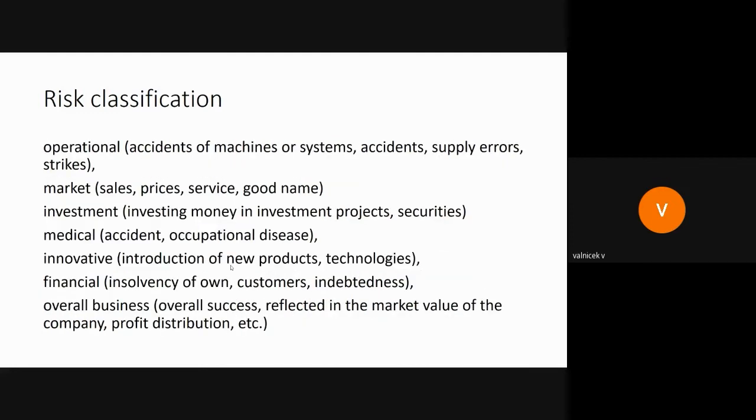Another classification is operational risks, which are accidents of machines or systems, supply errors, strikes, market risks, which cover sales, prices, services, good name, investment, investing money in investment projects, securities, medical risk, for example, accident, occupational diseases, innovation or innovative risks, introduction of new products, technologies, financial risk, insolvency, or overall business risk, which is overall success reflected in the market value of the company.